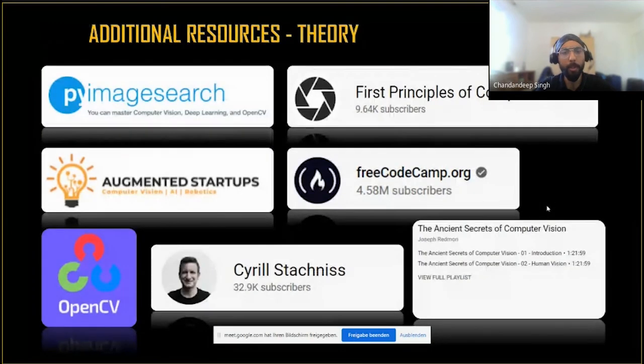Now, it's not just for theory. I've written additional resources. Some of these resources you can start to use for your projects immediately. So talking about theory, there are a couple of YouTube channels that you know about. Free Code Camp is actually also a very hands-on tutorial based way of learning. They have some tutorials on computer vision and then first principles of computer vision. This is more of a theoretical lecture based learning. And then there are these proper lectures called Ancient Secrets of Computer Vision that you can check.